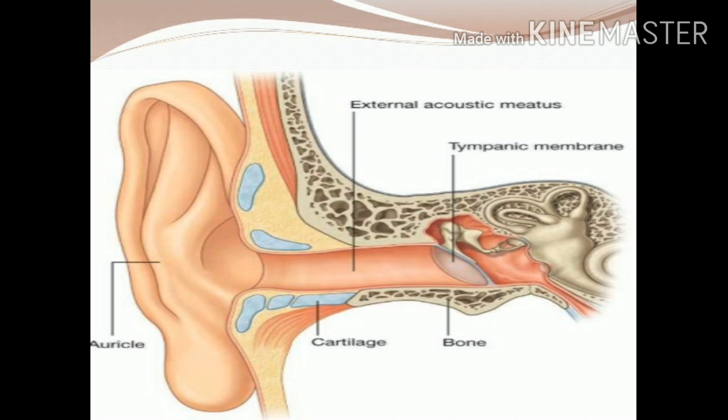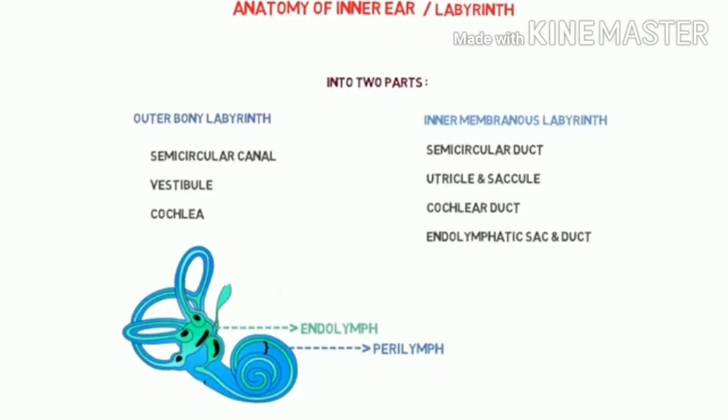First we can see the external ear, then the auditory canal, then the middle ear, then the internal ear. The labyrinth can be divided into two parts: the outer labyrinth, which is the bony labyrinth, and the inner, that is the membranous labyrinth. In the outer labyrinth, the semicircular canals, vestibule, and cochlea are present.